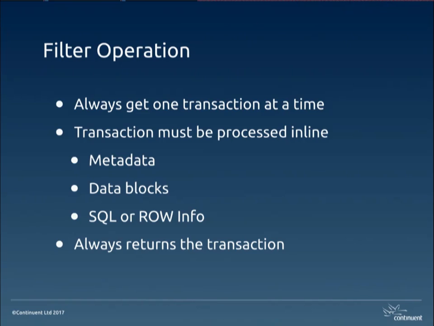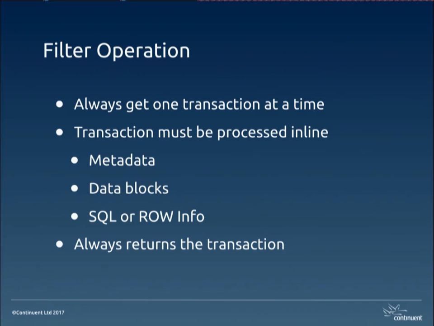So, you know, in a filter operation, we always get one transaction at a time. At the end of the filter operation, we return that transaction. It doesn't matter what you've done in that; at the end of the day, the filter has to return the transaction to the system. It must be processed in line. You don't have access to the transaction that came before or the transaction that comes after. You get one transaction at a time.